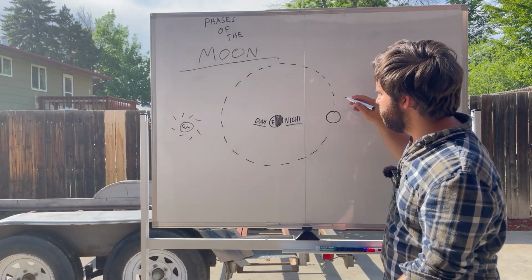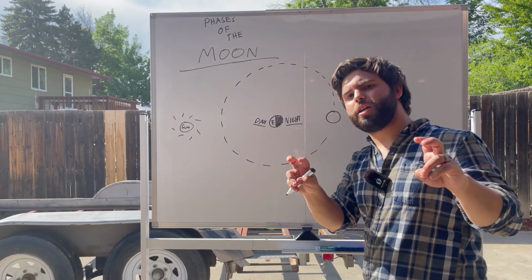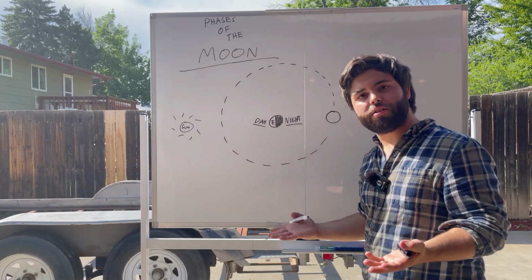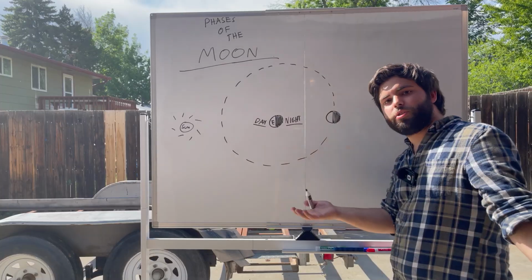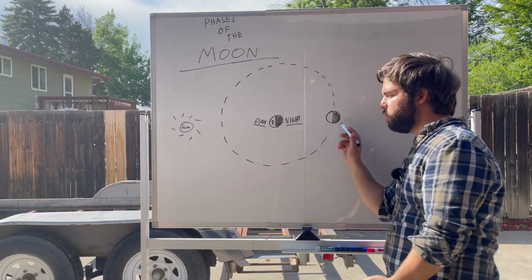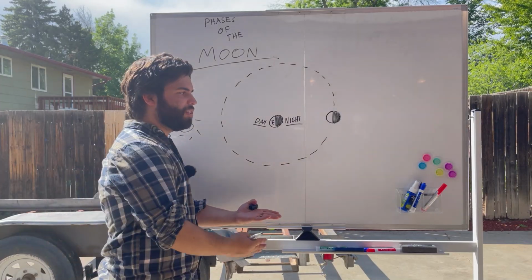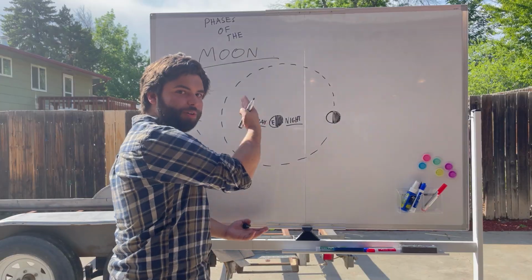And just like with the Earth, there's a side of the moon that's in its daytime side, and a side of the moon that's not facing the sun, so it's in its nighttime side. There's no light from the sun shining there, so it's all in darkness. But remember that the moon does not just stay here, it's also orbiting around the Earth.